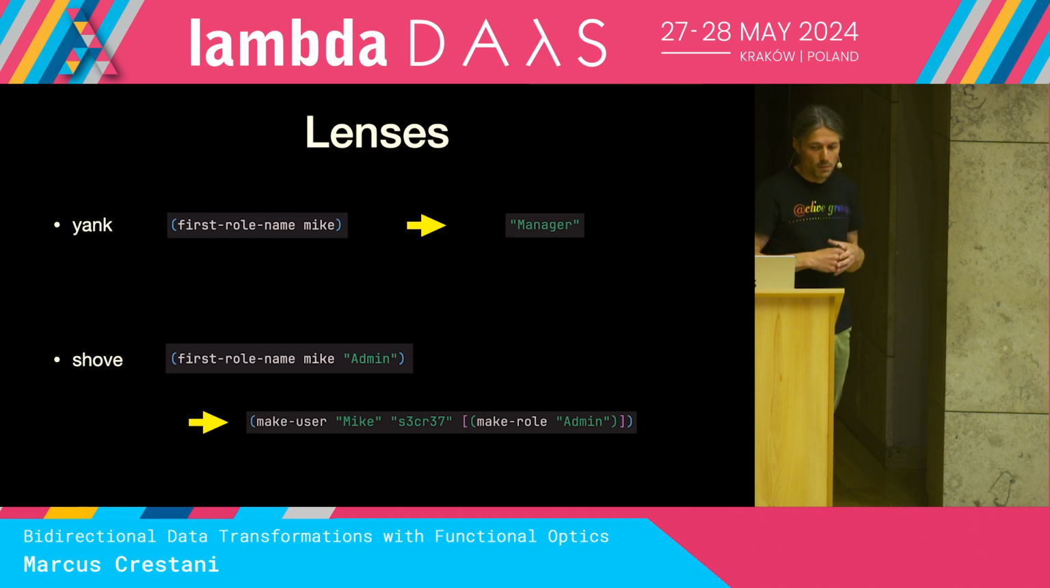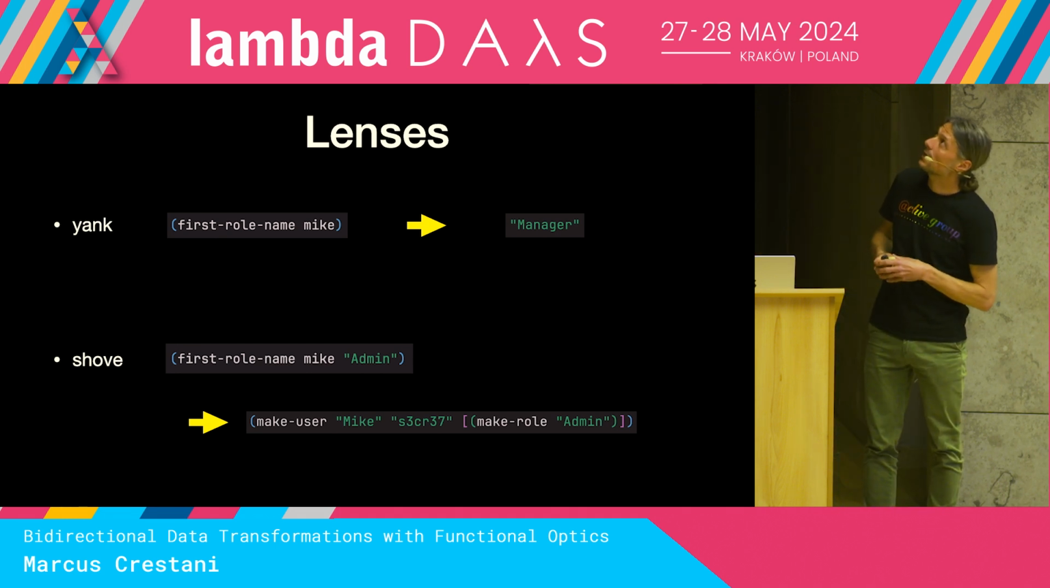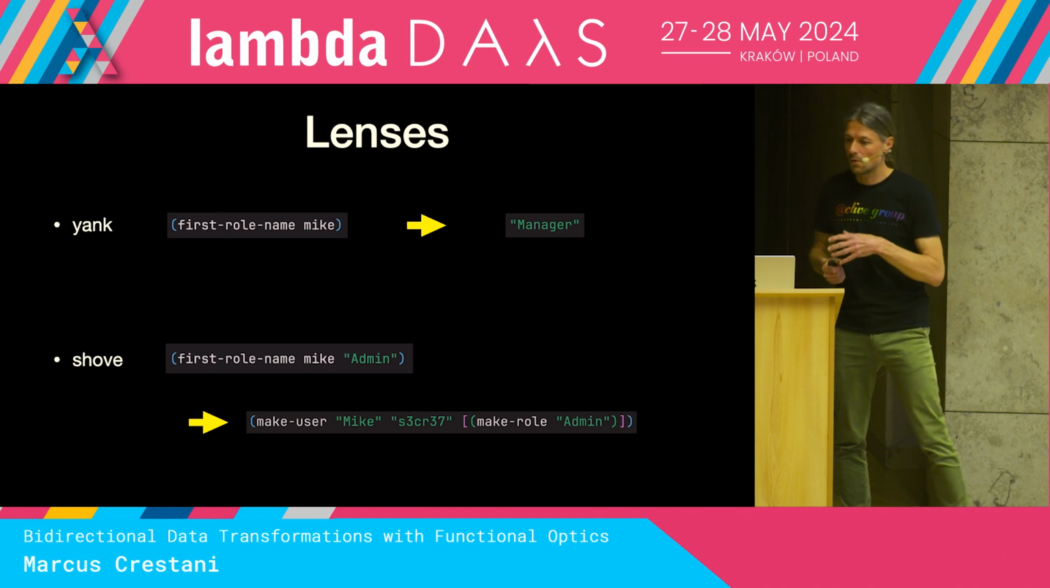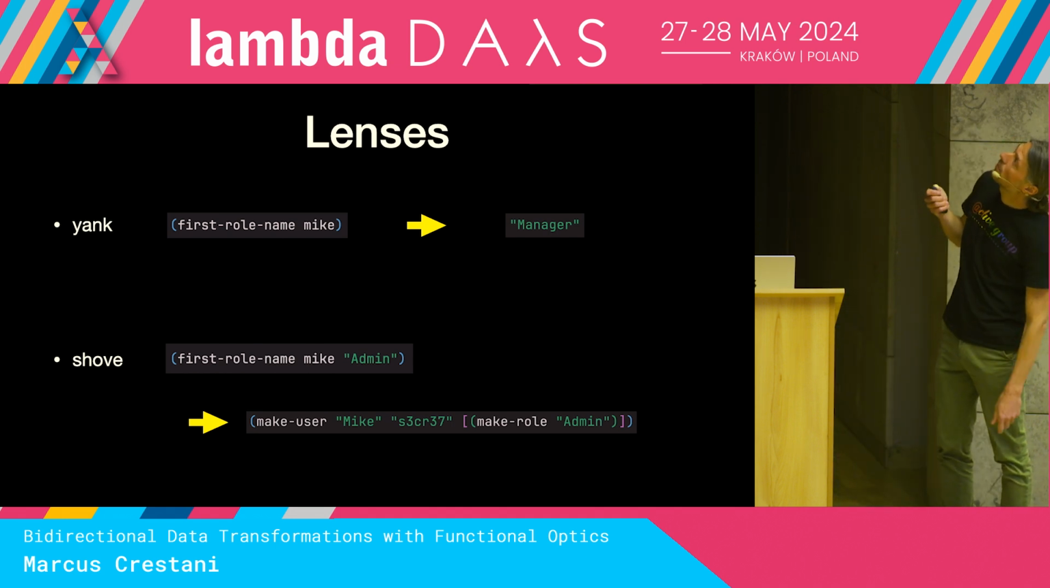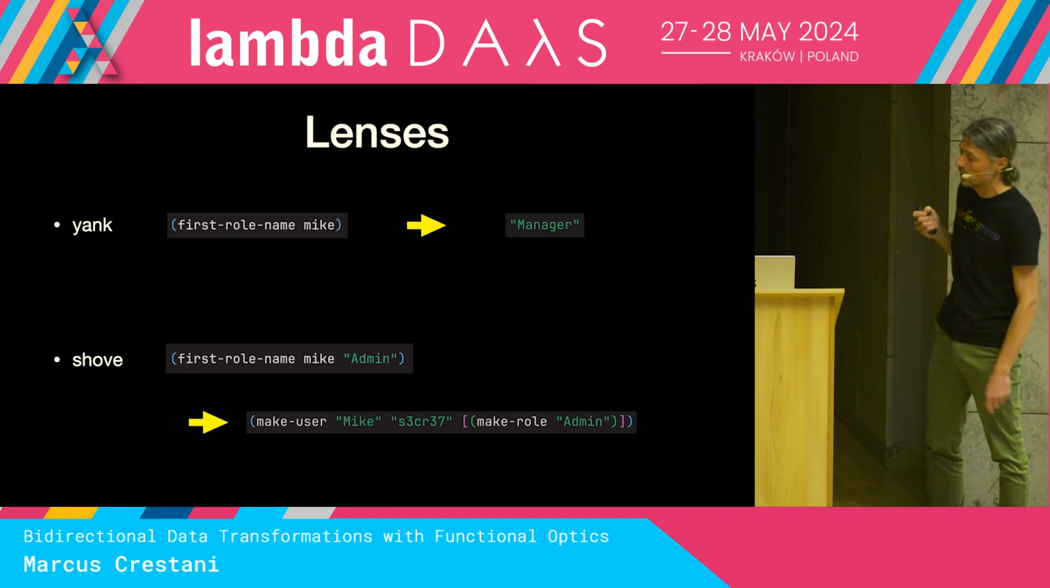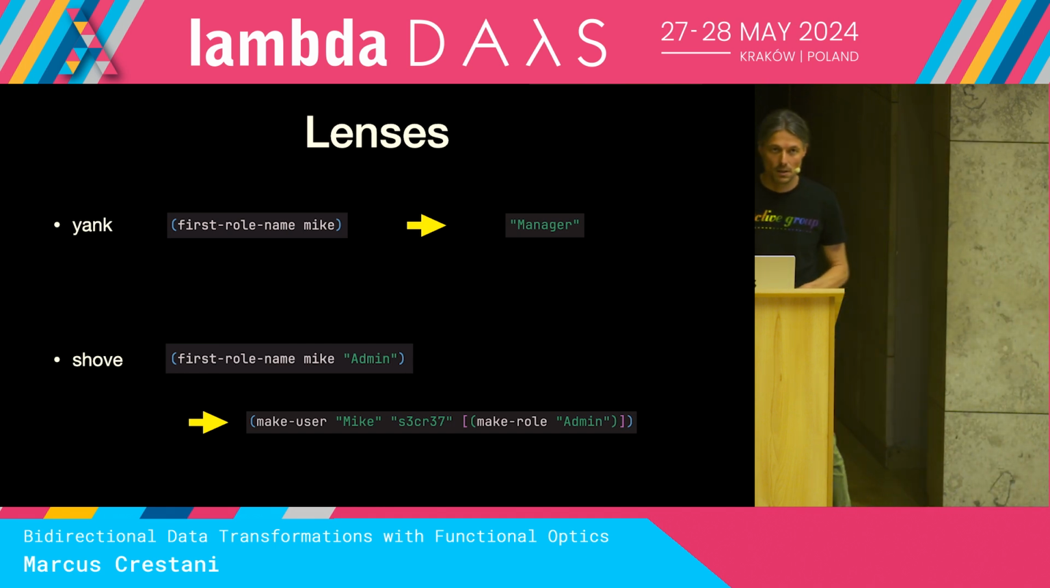And the Clojure lenses I'm showing you here are actually also functions themselves. So that makes them even more convenient to use. So instead of having to yank explicitly, you can just call the lens with the data structure to get the data out, and you can just call the lens with the data structure and a new value to shove a value into the data structure. So no need to yank and shove explicitly.